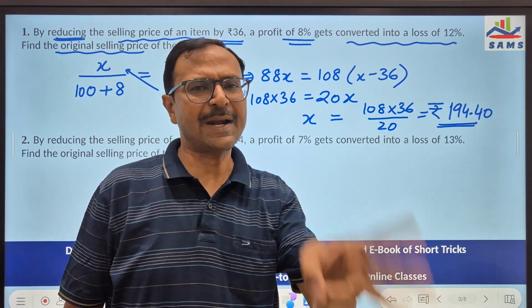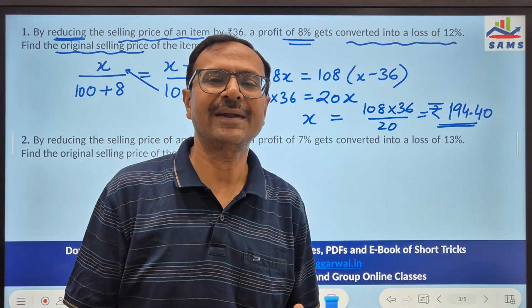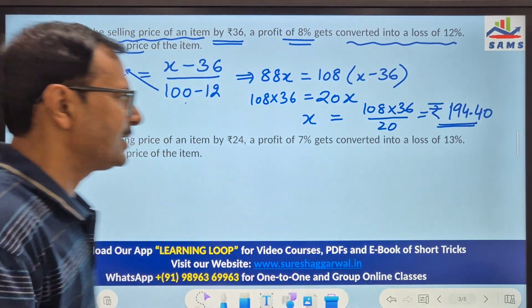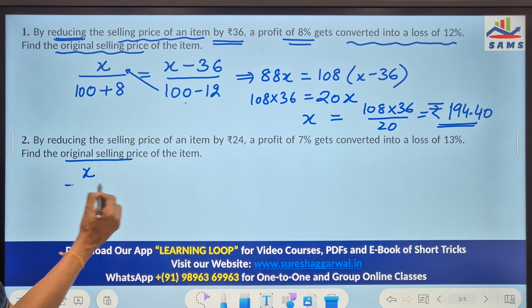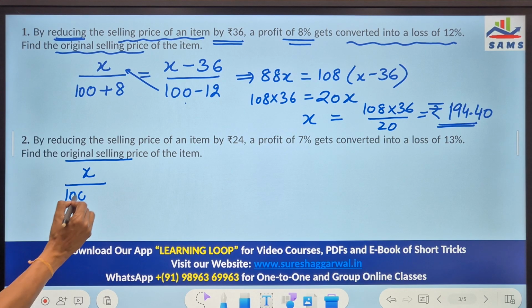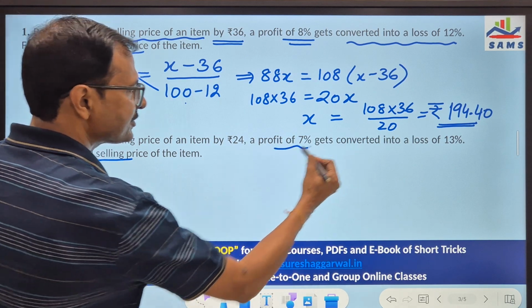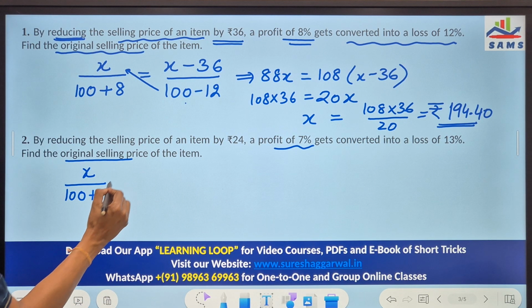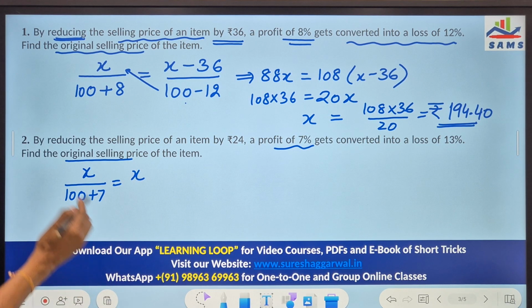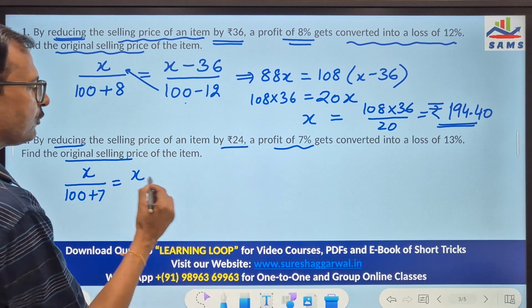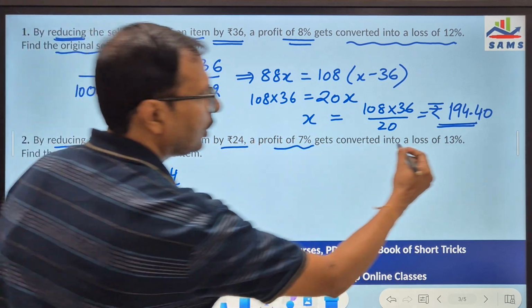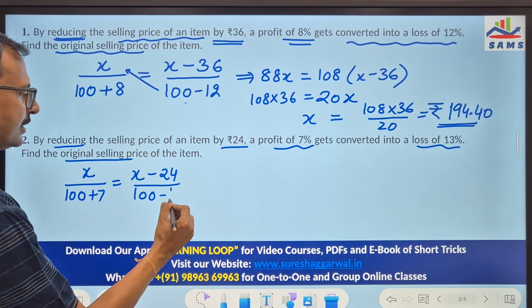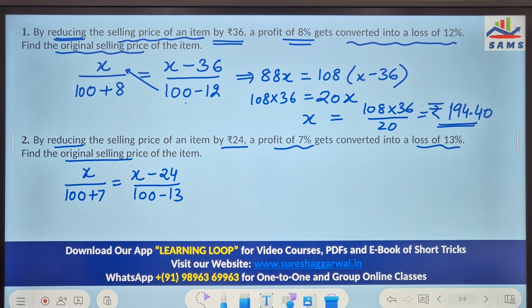Easy, right? Let's practice this and reduce the timing we are taking to solve the question. The second one here. So find the original SP. X divided by 100. What was the original thing? Profit of 7%. So plus 7 equals X. What was the change? Reducing by 24. So minus 24. And what is the final thing? Loss of 13%. So minus 13. See how quickly we are getting to the answer now, and how quickly the question will get solved.